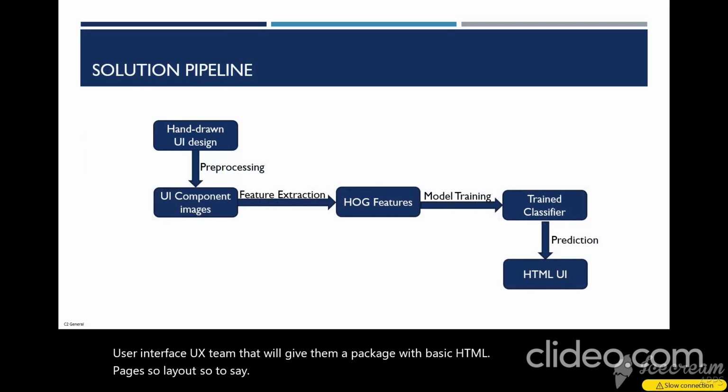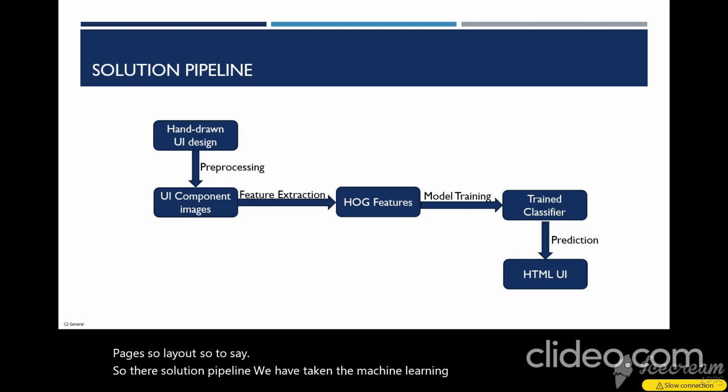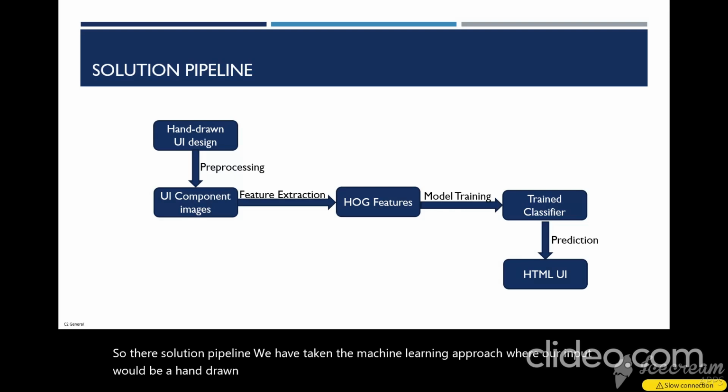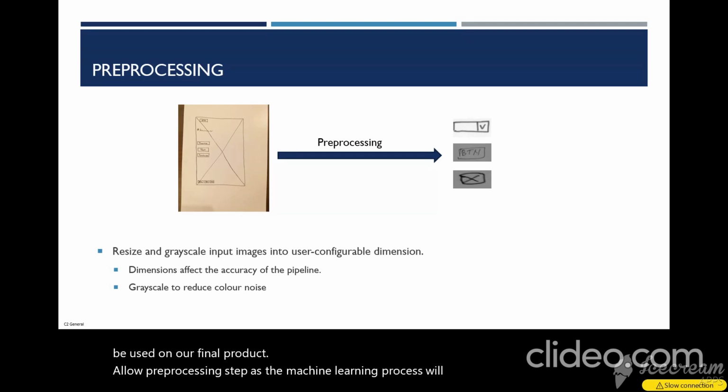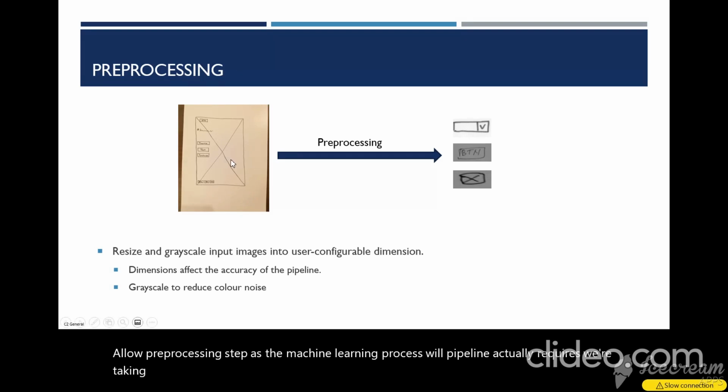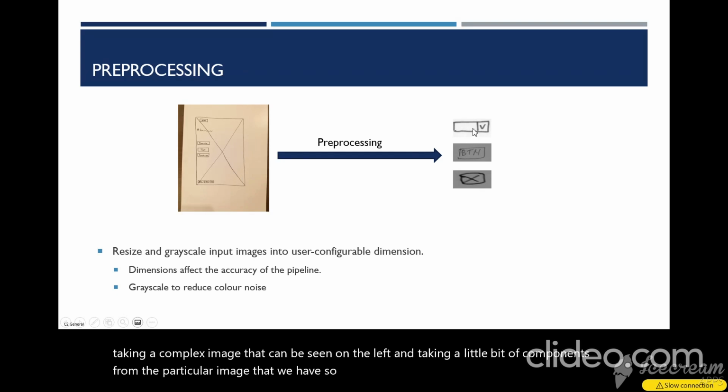For the solution pipeline, we have taken the machine learning approach, where our input will be a hand-drawn UI design, and our ultimate output would be an HTML page that can be used in our final product. In our pre-processing step, as the machine learning pipeline requires, we are taking a complex image that can be seen on the left and taking out little bits of components from the particular image. So here you can see that we have extracted a drop down, a button, and an image.